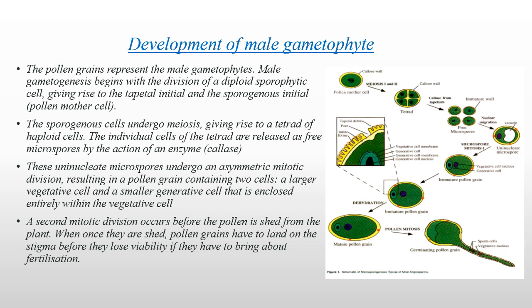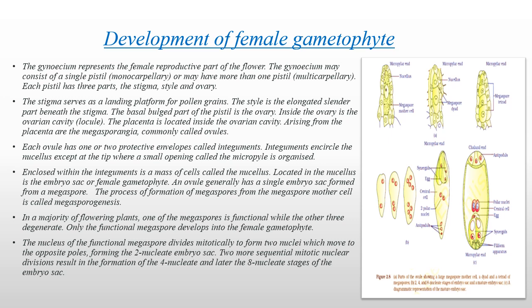These uninucleate microspores undergo an asymmetric mitotic division, resulting in a pollen grain containing two cells, a larger vegetative cell and a smaller generative cell that is enclosed entirely within the vegetative cell. A second mitotic division occurs before the pollen is shed from the plant. Once they are shed, pollen grains have to land on the stigma before they lose viability if they have to bring about fertilization. Development of female gametophyte.